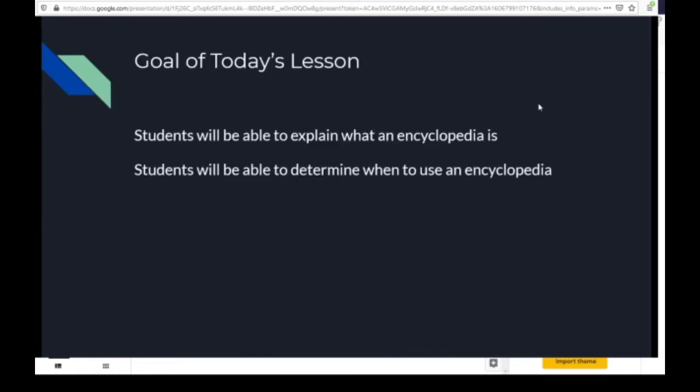So the goals of today's lesson are for you to be able to explain what an encyclopedia is, not just know what it is, but be able to explain it to somebody else. And then students will be able to determine when to use an encyclopedia. It's great to know what something is, but if you don't know when you're supposed to use it, knowing what it is isn't that helpful, right?